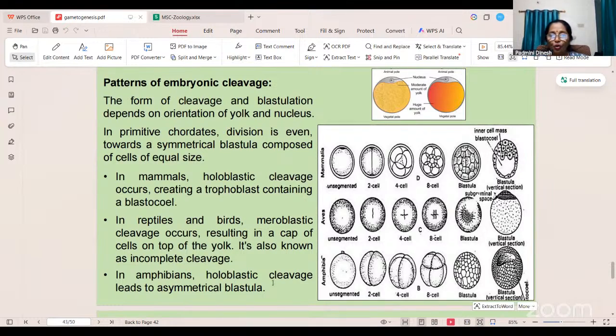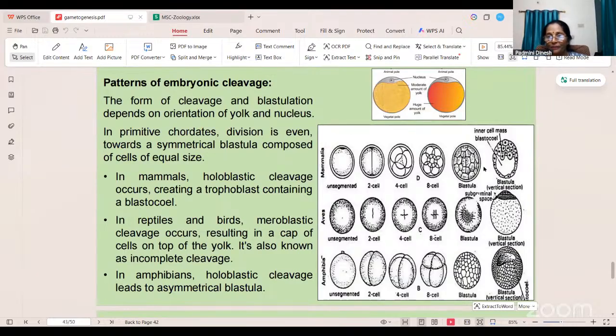And in amphibians, holoblastic cleavage results in an asymmetrical blastula. So you have an asymmetrical blastula over there. You don't have proper divisions of the cells, and this is a blastocele, a very small blastocele that is present. Even though it is holoblastic, at the eight-cell stage, instead of having two equal sides of cells, the top layer is small cells and the bottom ones are larger cells. That is the reason you have an asymmetrical blastula.